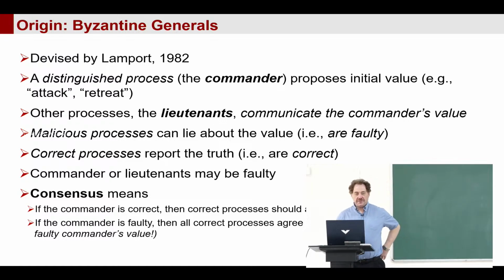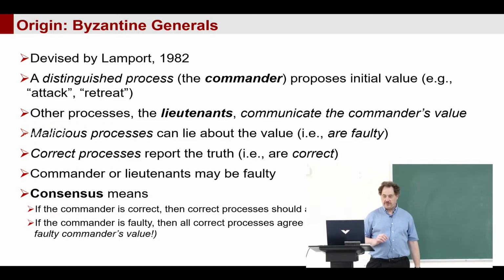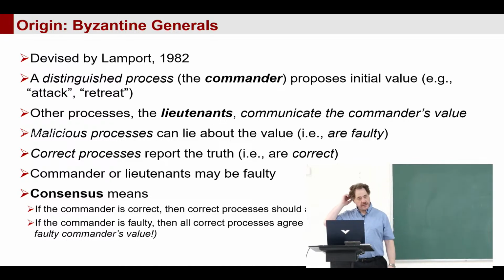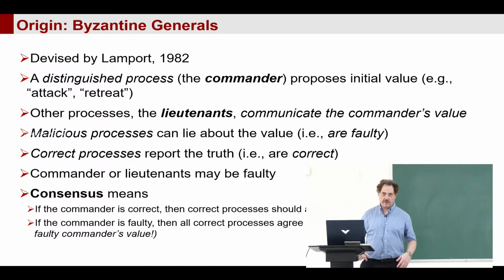So there is one distinguished process, the commander, which proposes an initial value. The value could be attack or retreat, retreat meaning let's not attack at this time, let's attack at a different time. And the other processes, the commanders of the armies, say the lieutenants, communicate the commander's value between each other and make sure that they all agree on the outcome, so it would never happen that just one army attacks.